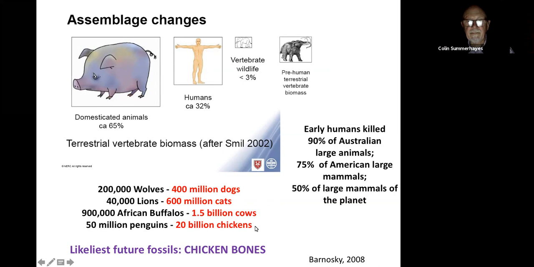And it looks as if for our descendants, our geologist descendants, the likeliest future fossils that they're going to find are going to be chicken bones.